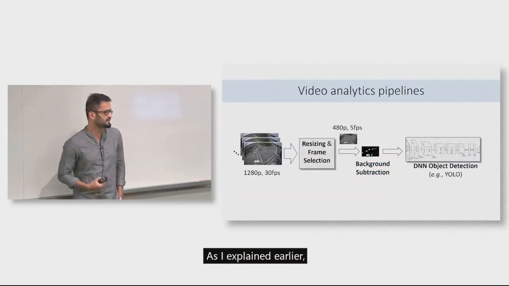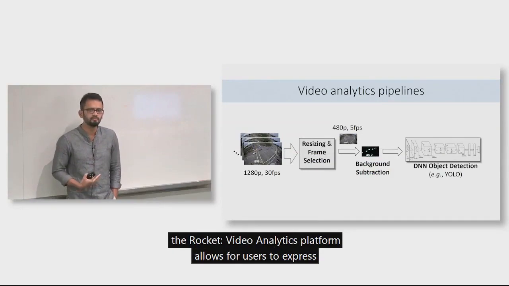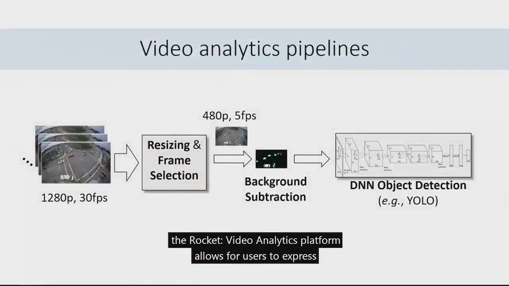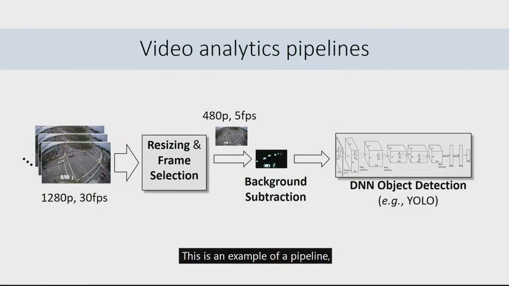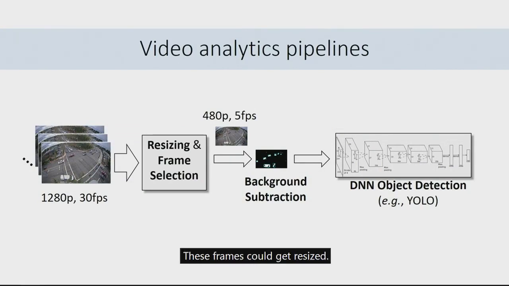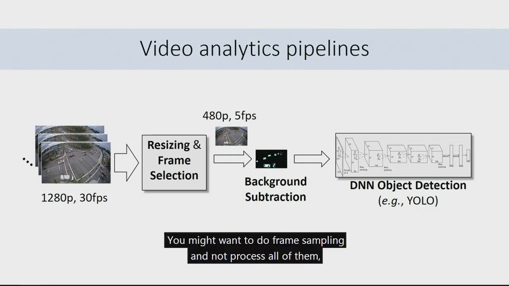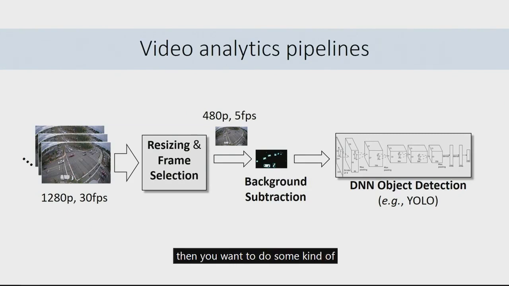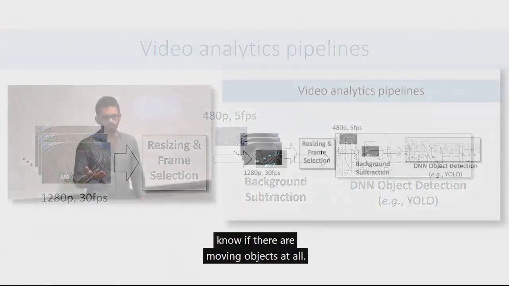As I explained earlier, the Rocket Video Analytics platform allows users to express their interests, their applications, as a series of pipelines put together. This is an example of a pipeline where there is an incoming stream that's decoded, and then there is a set of frames that are available. These frames could get resized. You might want to do frame sampling and not process all of them. Then you want to do some kind of background subtraction so that it does motion detection for you to know if there are moving objects at all.